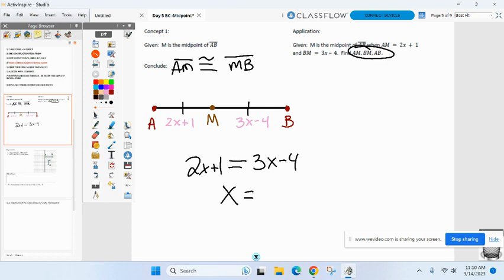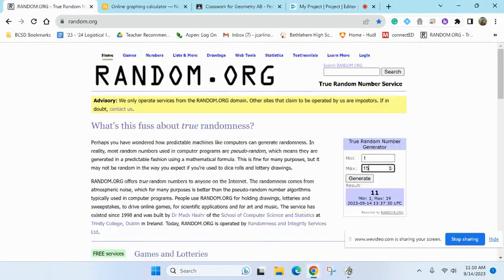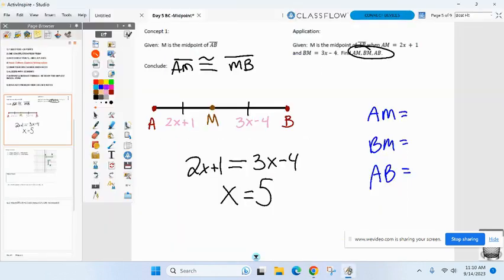Everyone getting x equals 5? All good there? All right, now plug it back in, substitute like we did a couple days ago. And let's find what the length of AM is, the length of BM, and the length of AB. Give you guys a second. Six. Thomas, when you're ready, what's the length of AM? 11. 11, good. How about BM?